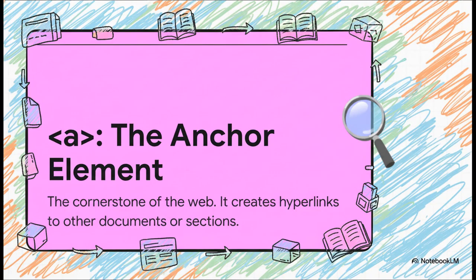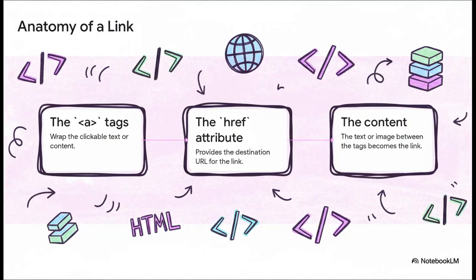All right, now for the one that makes the web, well, a web. The A tag, which stands for anchor. This is it. This is the element that creates hyperlinks. It's the cornerstone of the entire internet, letting us connect one document to another, creating this massive interconnected network of information. So, how does a link work? It's actually pretty simple. You've got your opening and closing A tags that wrap around whatever you want to be clickable. Then you have this crucial attribute called href. That stands for hypertext reference, and that's where you put the destination URL. And that's it. The text or image you put in between the tags becomes your link.